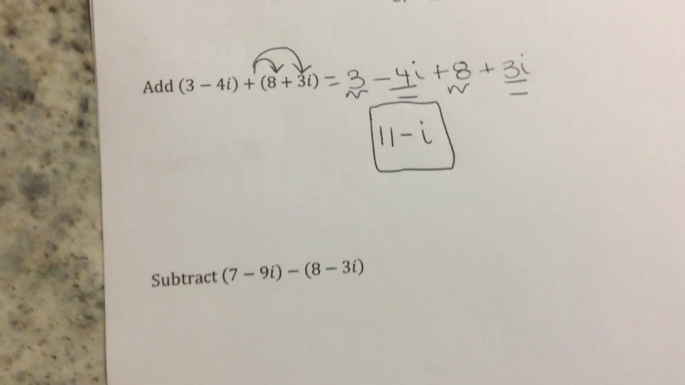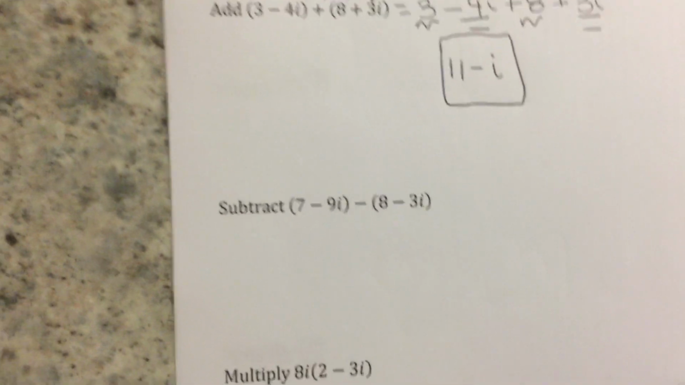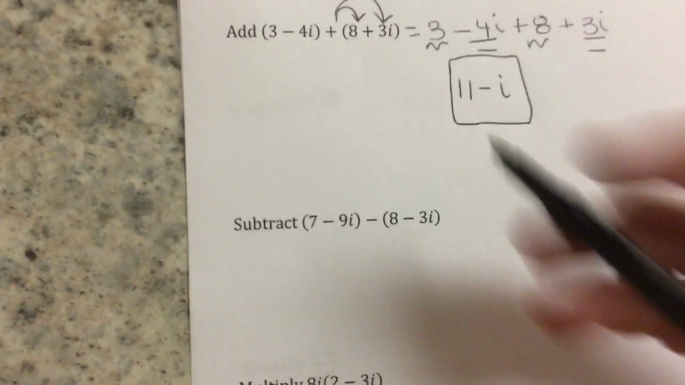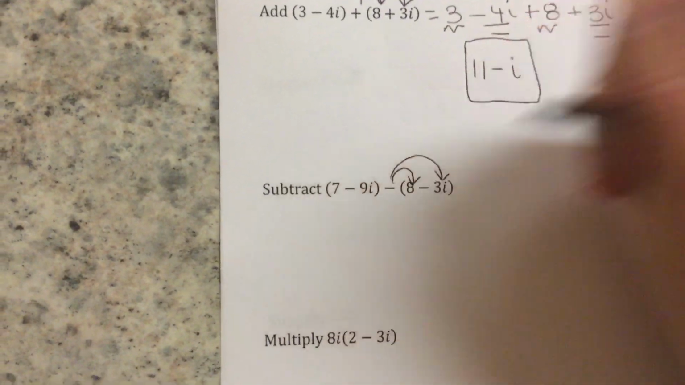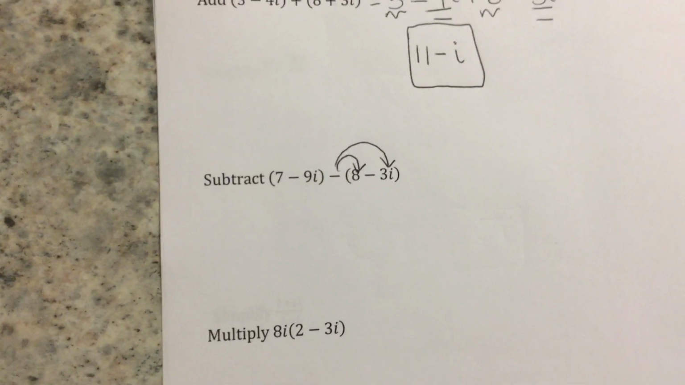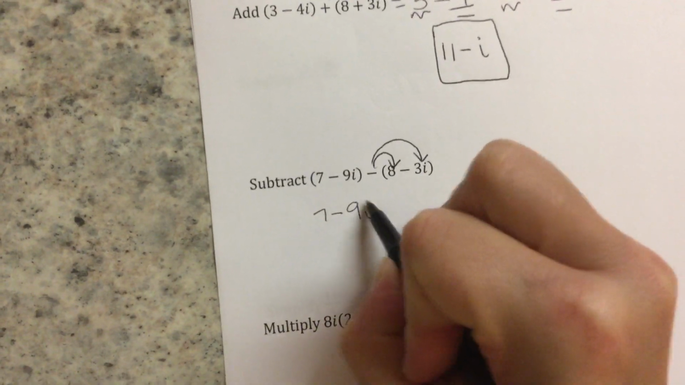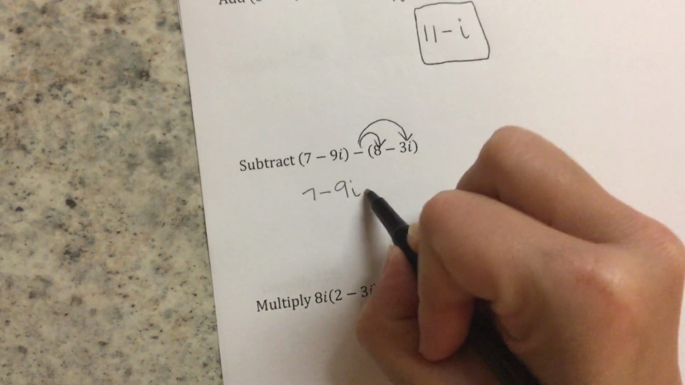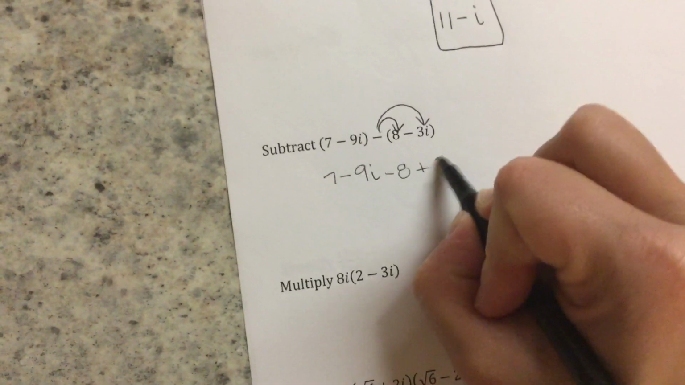Same concept we added, now we're going to subtract. So there's nothing out front of this first set of parentheses to distribute, but there is, very important, do not forget this part, a negative out front of the second set of parentheses to distribute. So we're left with 7 minus 9i. Negative times 8 will give me negative 8. Negative times a negative will be a positive 3i.